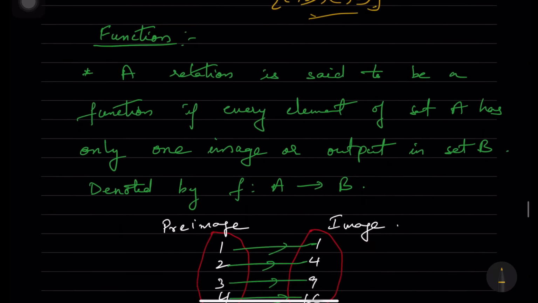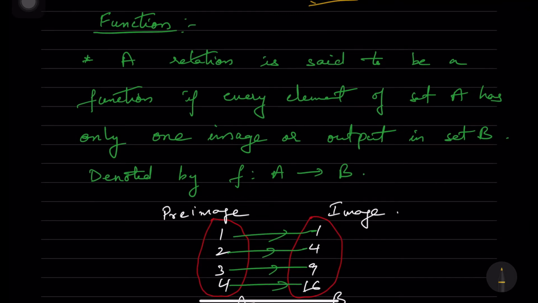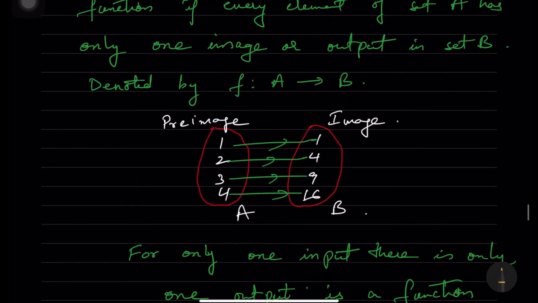Now next, what are functions? A relation is said to be a function if every element of set A has only one image or output in set B, denoted by f from A to B. So here you have set A and set B. In set A you have 1, 2, 3, 4. In set B you have 1, 4, 9, 16. The image of 1 is 1, image of 2 is 4, image of 3 is 9, image of 4 is 16, and the pre-image of 1 is 1, pre-image of 4 is 2, pre-image of 9 is 3, pre-image of 16 is 4.